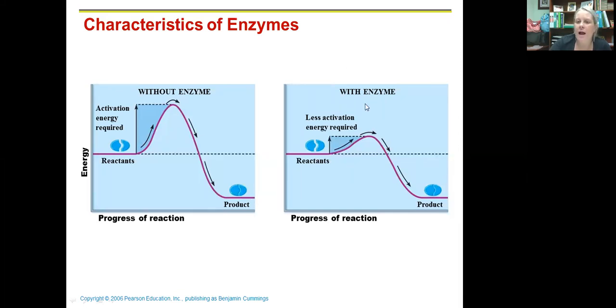With this one, you add the enzyme and notice that activation energy drops. So when you add an enzyme, it lowers the amount of energy required, and therefore this reaction can occur much faster. So adding the enzyme is what lowers the activation energy, and that lower activation energy is what speeds up your reaction. And those are all properties of an enzyme that I said to know.